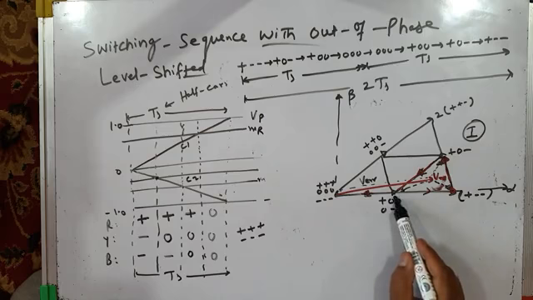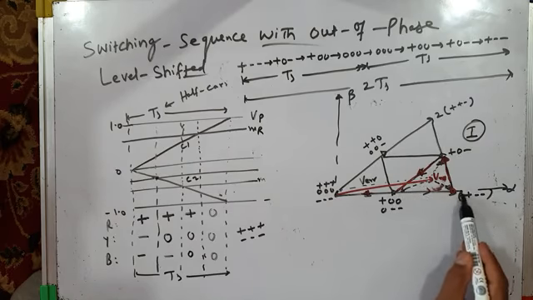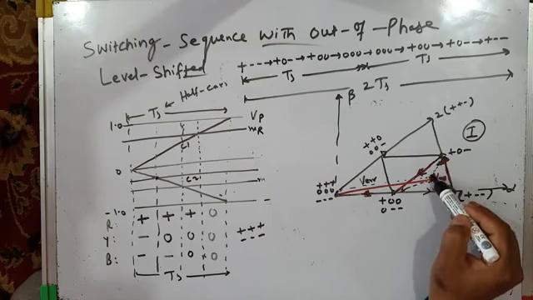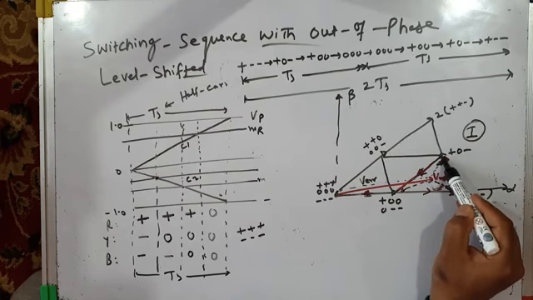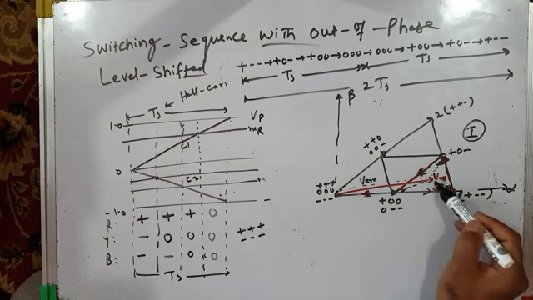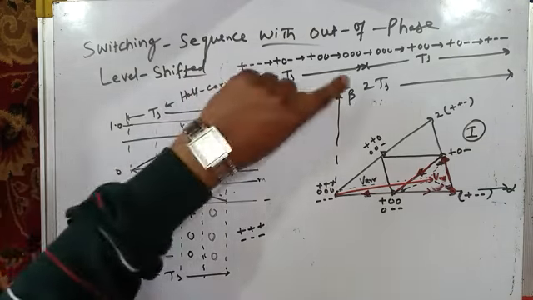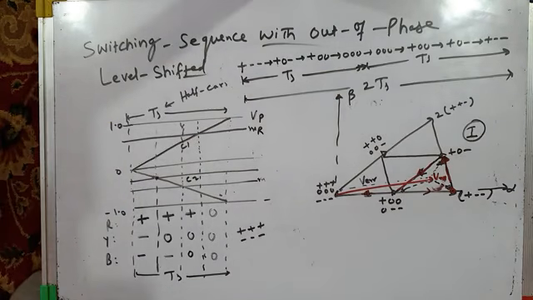So when this vector is applied, error voltage vector is very small. When this vector is applied, again error voltage vector is small. When this voltage vector is applied, error voltage vector is again small. But when this null vector is applied, error voltage vector is large. Okay, this is for out of phase level shifted PWM. Let us consider now a switching sequence for in phase.